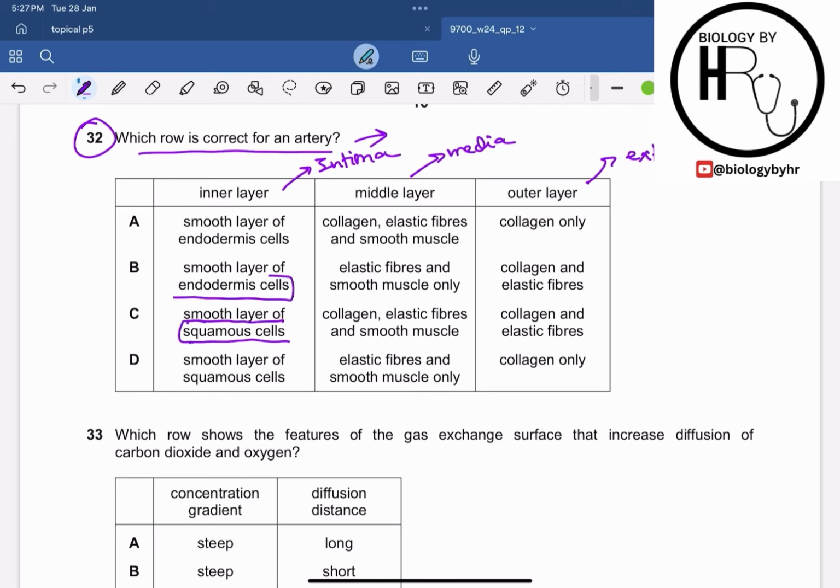The endodermis cells are basically found in the endodermal layers of the plant cells, not the animal cells. Alright, endodermis is not found in the animal cells. It is a specific feature of the plant cells, right? So smooth layer of squamous cells is found in the inner layer. Collagen, elastic fibers and smooth muscles are found in the middle layer, and in the outer layer collagen and elastic fibers are found. So the correct answer for question 32 is option C.